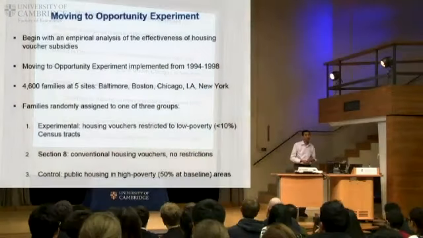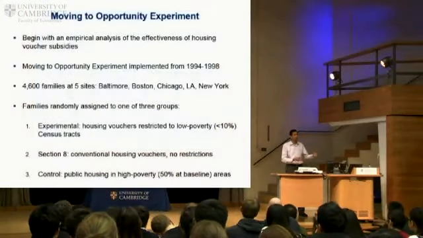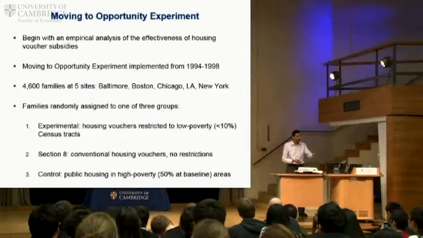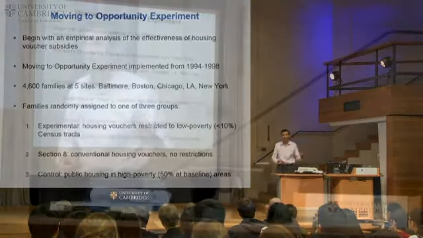A second group, called the Section 8 group, received conventional housing vouchers, what's called the Section 8 housing voucher program in the US, hence that name. And the key distinction between that group and the experimental voucher group is that the Section 8 group, their vouchers had no restrictions at all.